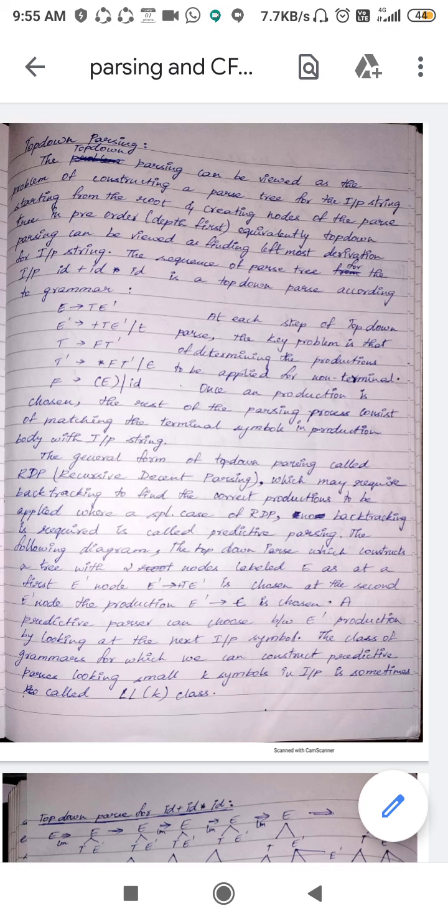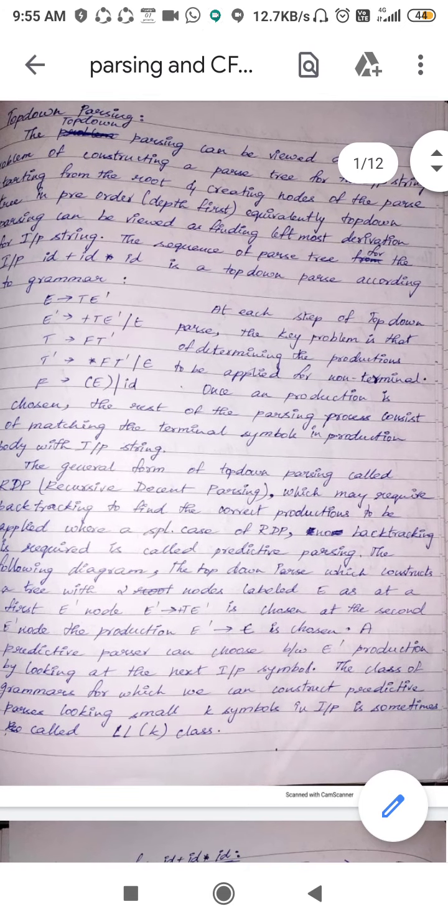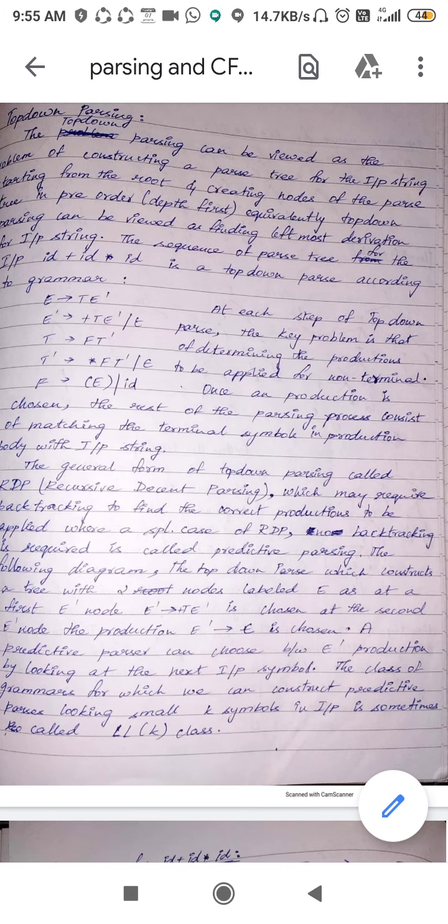So far we have discussed context free grammars, and then we know about parse trees. So with the help of these two things, context free grammars and parse trees, how we are going to construct top down parsing and bottom up parsing. Okay, so this is going to be the next one.